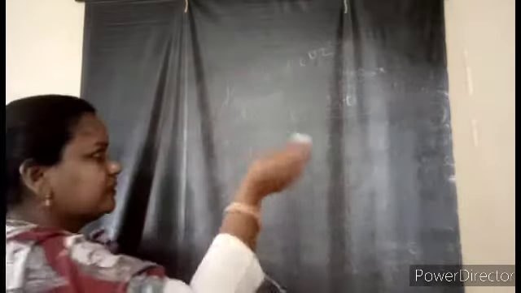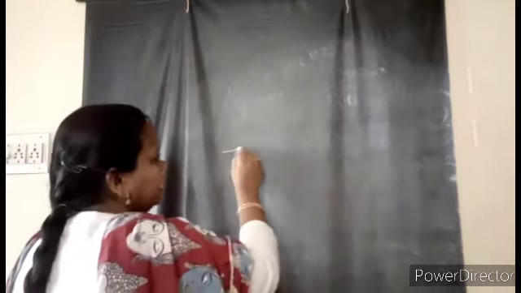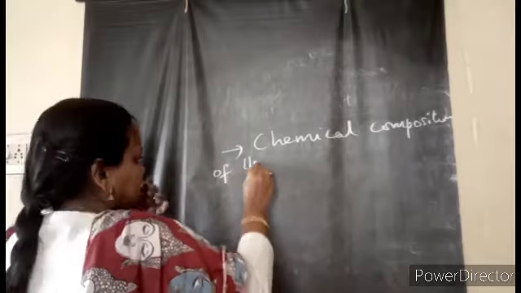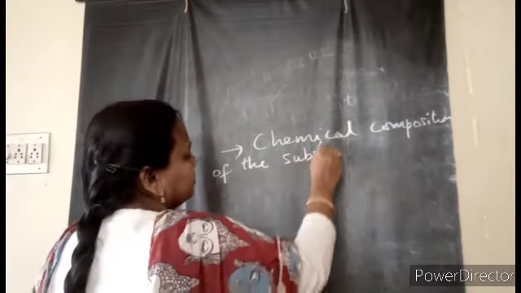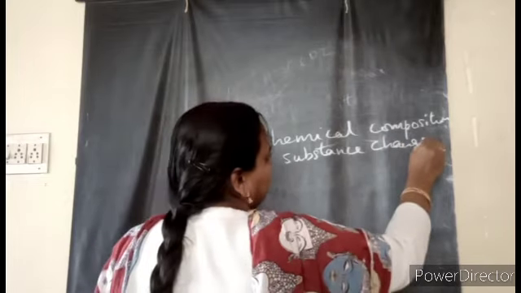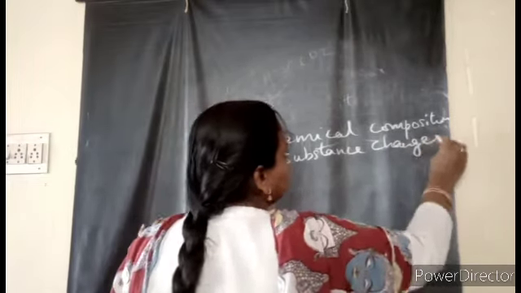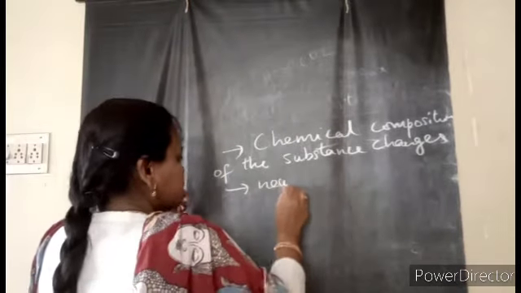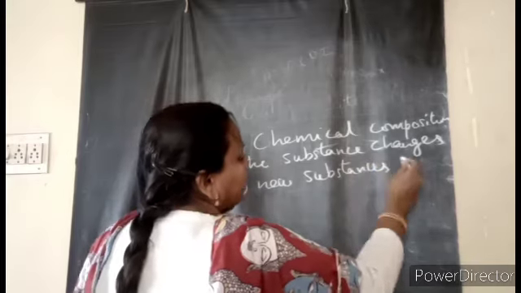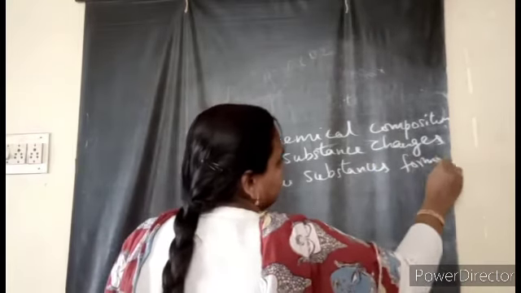So in a chemical change, a chemical reaction takes place. In a chemical reaction, you all know that the chemical composition of the substance changes. Yes, the chemical composition is changing, and new substances are formed, sometimes one or more.